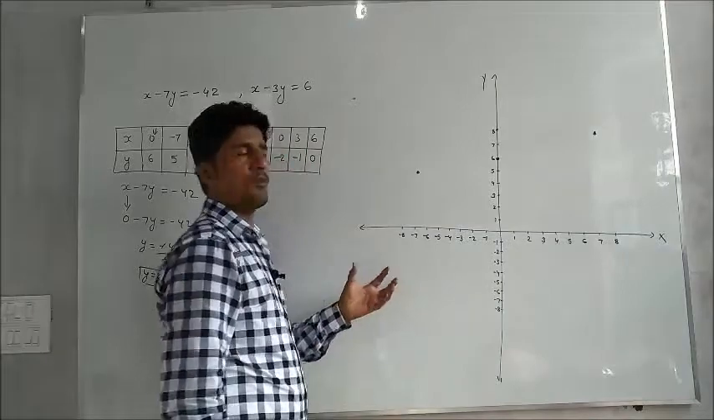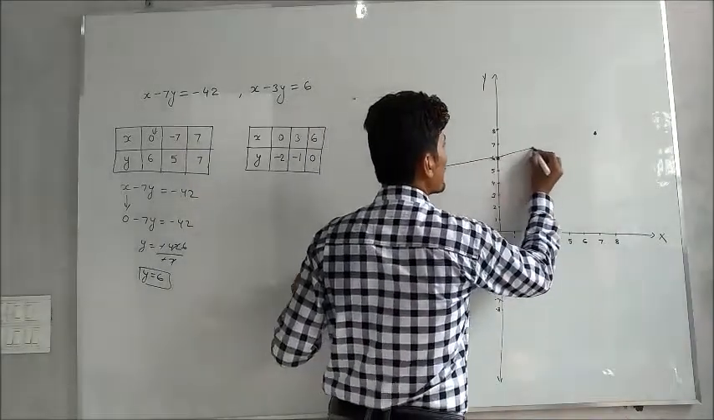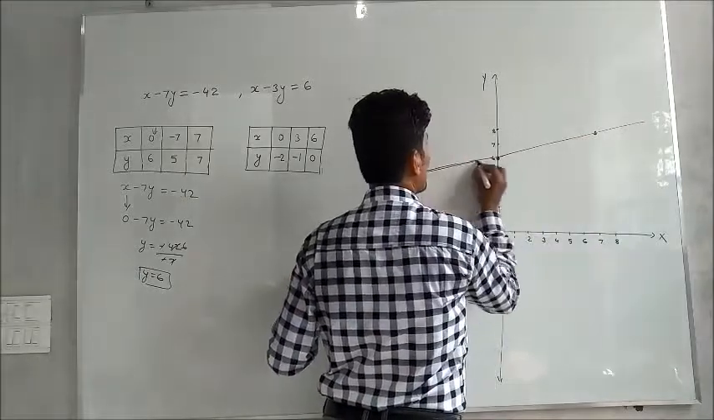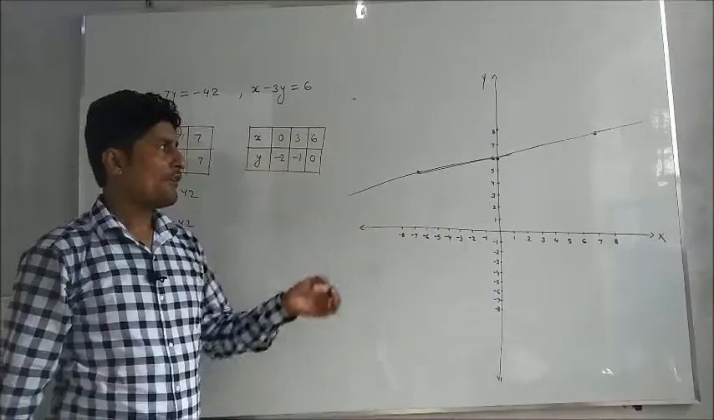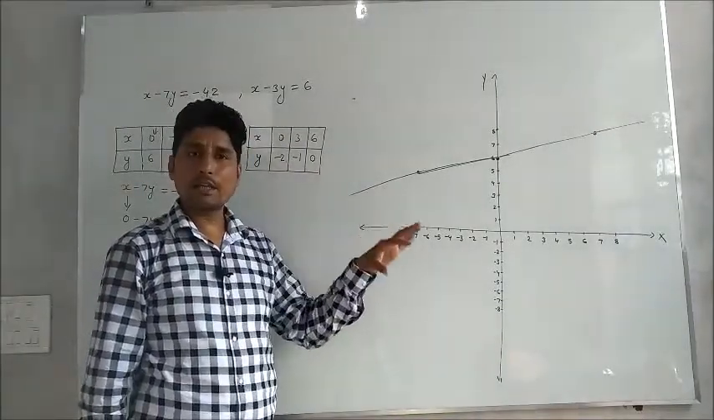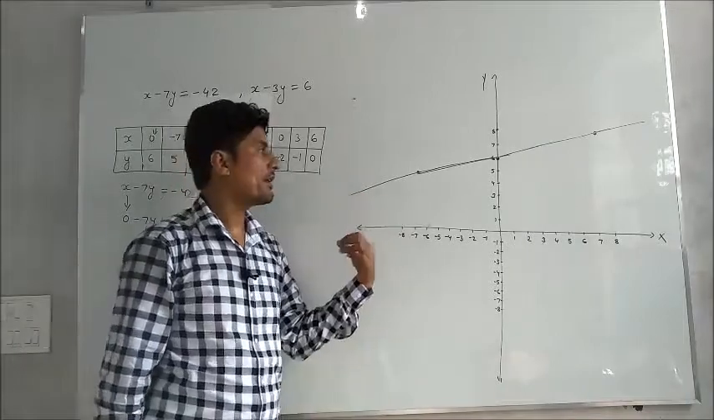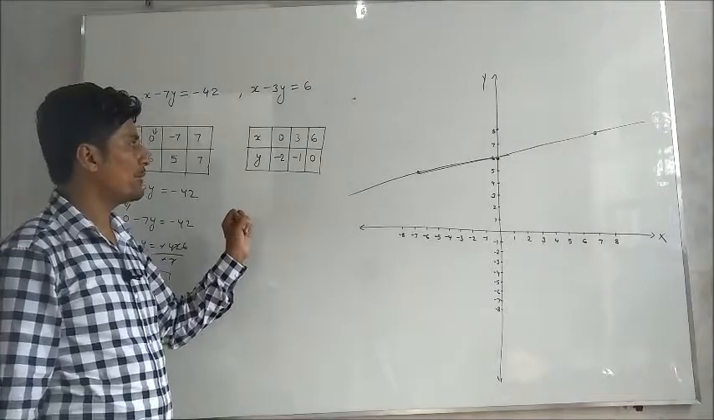After that, with the help of a scale, we have to draw a straight line passing through these 3 points. We will observe that we are getting a straight line. If you draw this line on the graph paper, then you will get a straight line. Similarly, for the second equation also, we have to do the same thing.